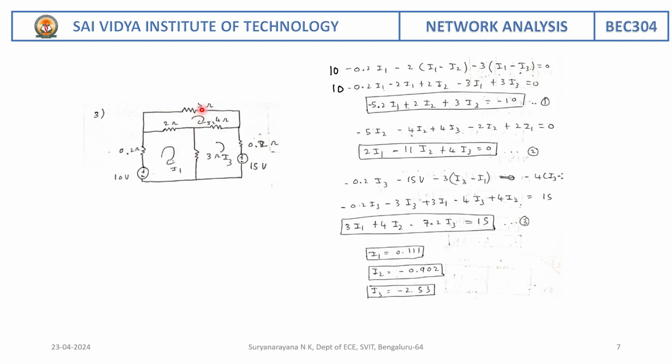Similarly, let us consider the second mesh here, which consisting of resistance 5 ohm, 4 ohm and 2 ohm. So we'll start writing equation from this. So 0.2 into I3.